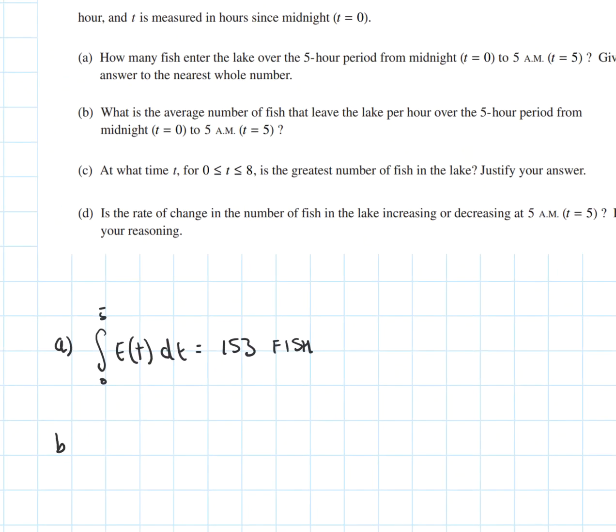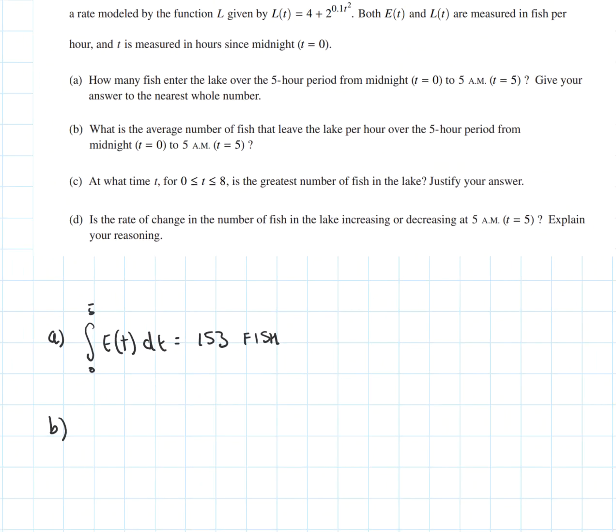Okay, part B. Part B asks, what is the average number of fish that leave the lake per hour over the 5-hour period from midnight to 5 a.m.? So we're also going to write an integral for this, but it's asking us for the average number of fish per hour. So we start with our normal integral for how many fish leave.